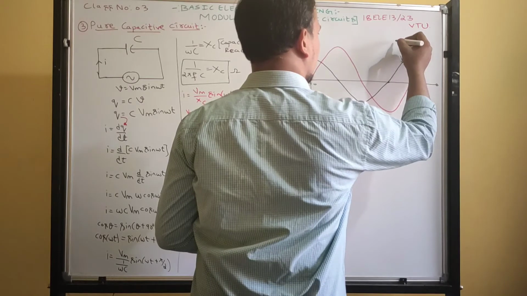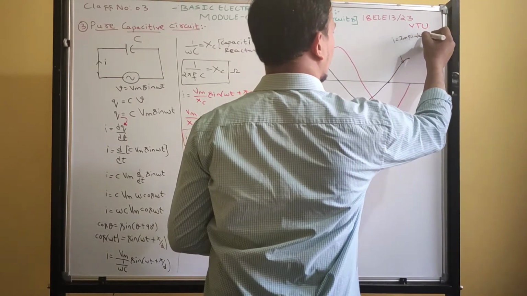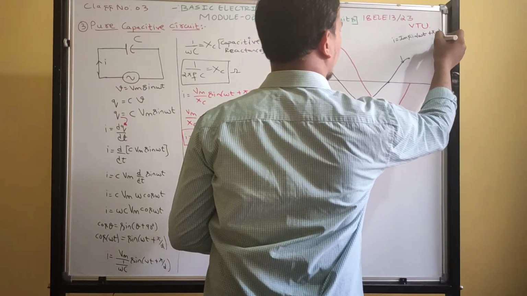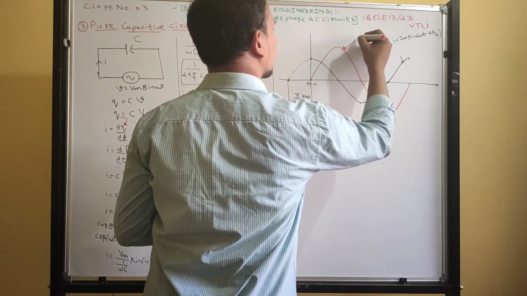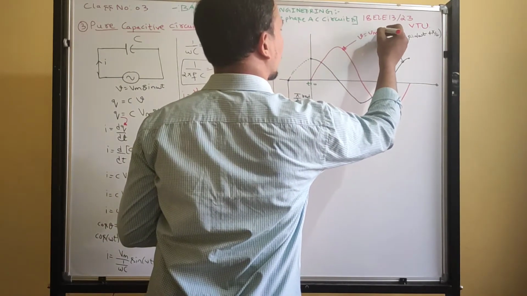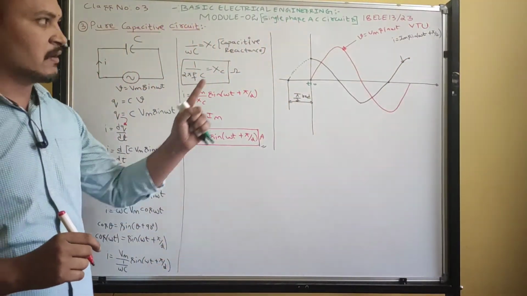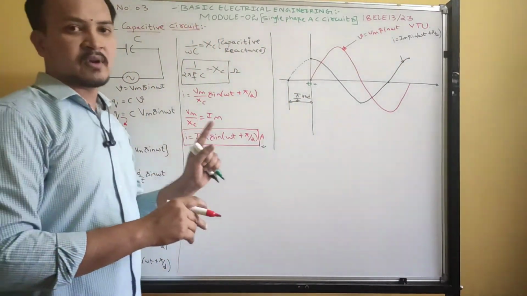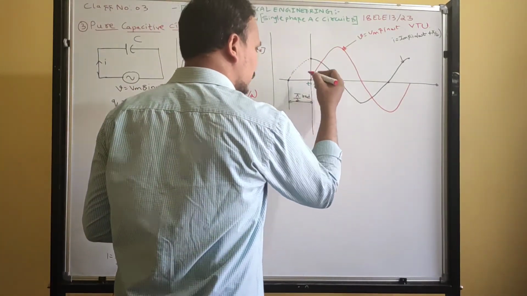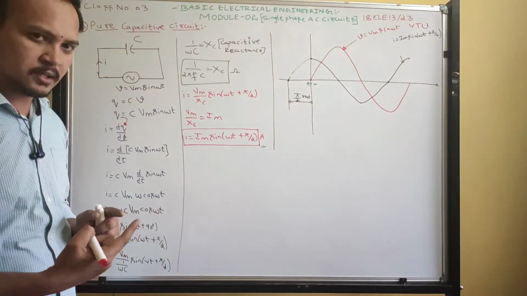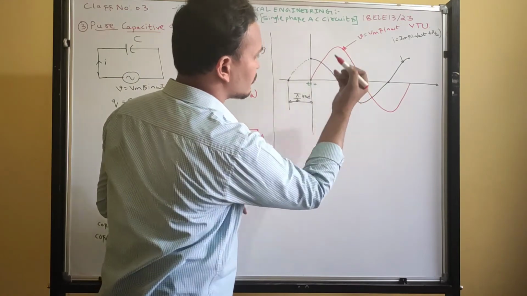What is this equation? i = Im sin(omega t + pi/2). Current leads voltage by 90 degrees. And what is the voltage equation? v = Vm sin omega t. Now you should write the phasor diagram. Waveforms I have written. See, don't write waveforms without knowing. In such a way you should write: when voltage is 0, write current maximum. When voltage is maximum, there you write current 0. See, voltage maximum, current 0.